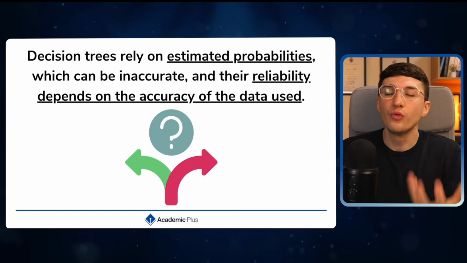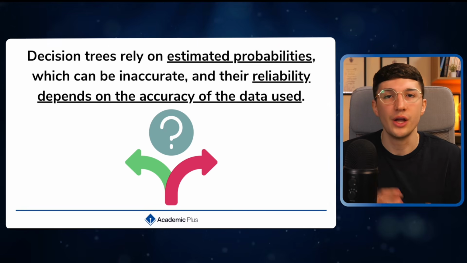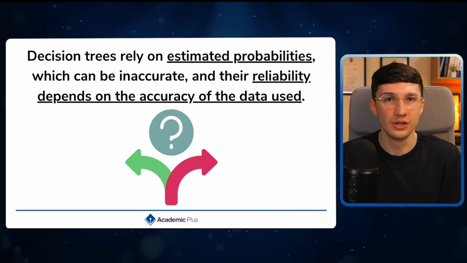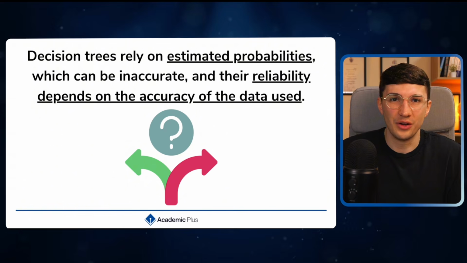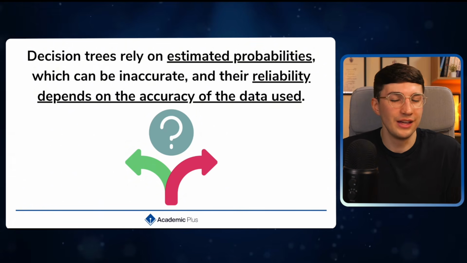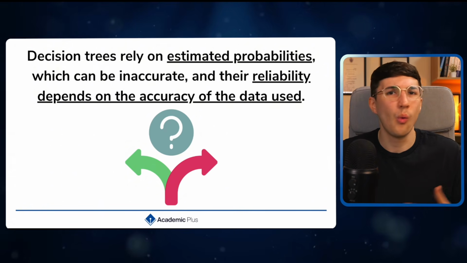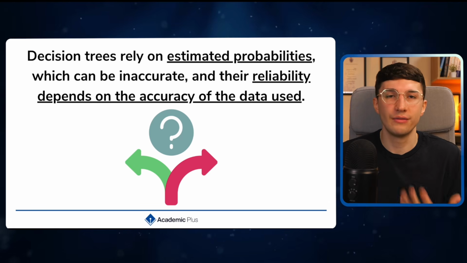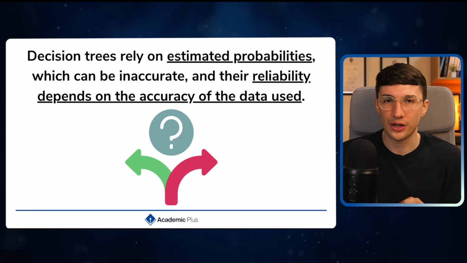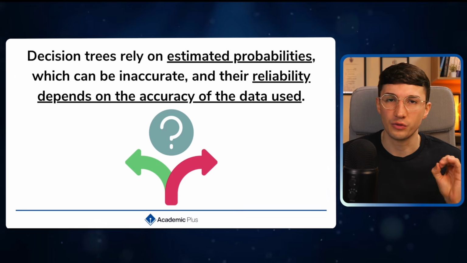It's because the overall reliability of your decision tree will depend on the data used. Because once again, what is the likelihood that I am going to make £100,000 if it is successful? Why isn't it more? Why isn't it less? So when you are evaluating it, it depends on how accurate the data is and how accurate those probabilities are.